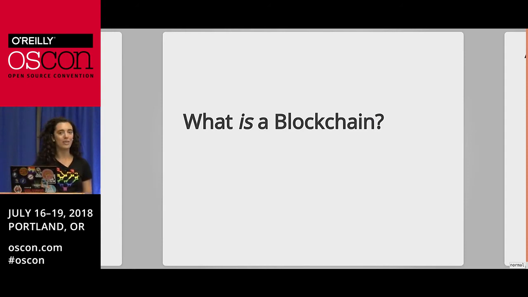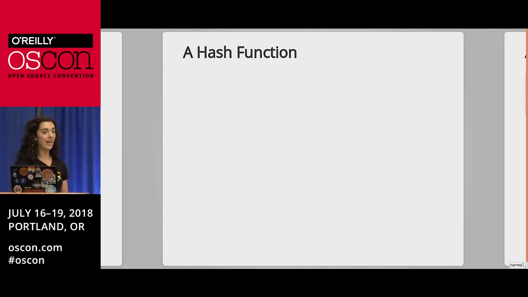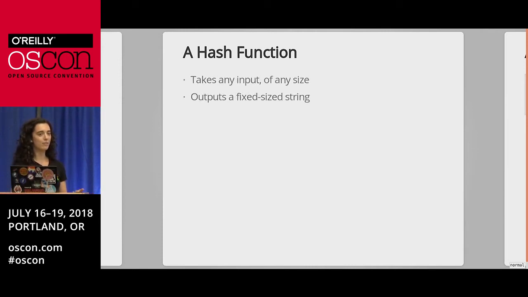Okay, so let's start off with what is a blockchain. And in order to explain what a blockchain is, there are a couple of key concepts that we need to cover first. So that first concept is a hash function, not to be confused with a hash object. Ladies and gentlemen, your first overloaded term of the talk. So a hash function has a couple of nice properties. It takes input of any size and outputs a fixed-sized string. So basically, no matter how big or small my input is, it will always have the same size of output.